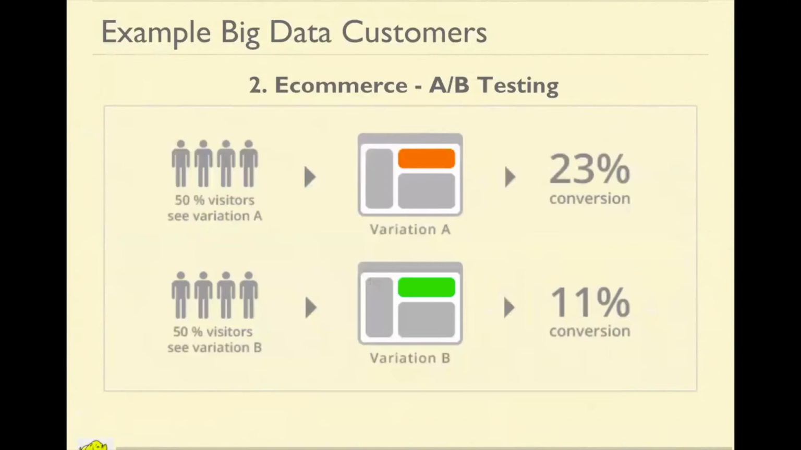So which one do you think is more useful, A or B? Which design will you go with, A or B? That's right, A, because A is giving you the better results, right? Correct, Vinith? So if you see, variation A means 23% conversions.